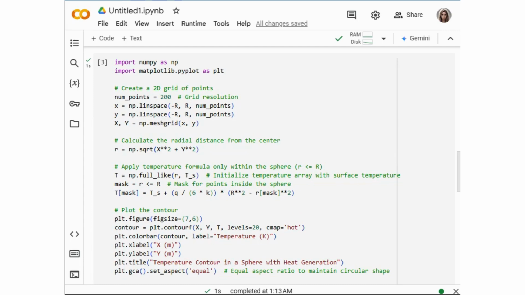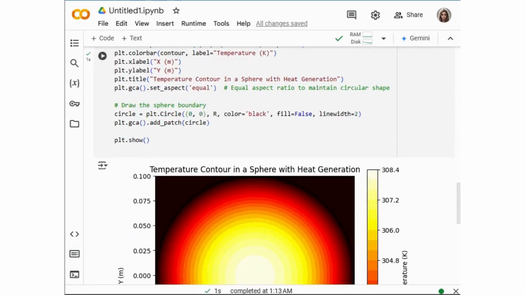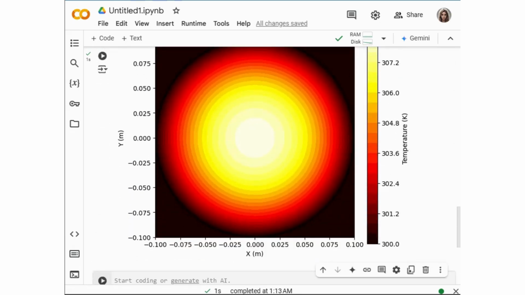So first, understanding the problem: heat generation in a sphere. We are dealing with a solid sphere where heat is being generated uniformly within its volume. This type of problem appears in nuclear reactors, biological systems, batteries, and thermal management.